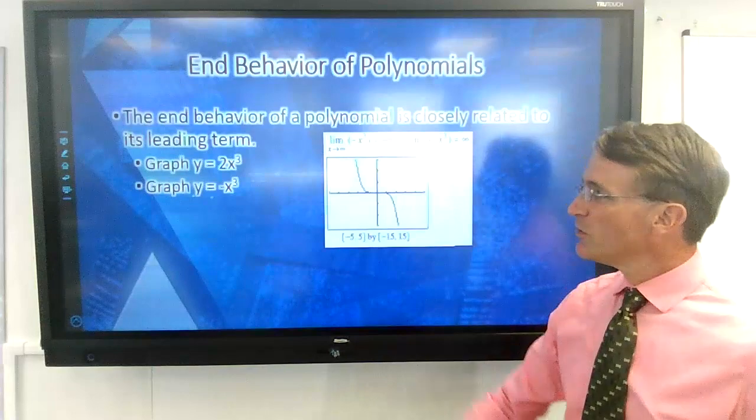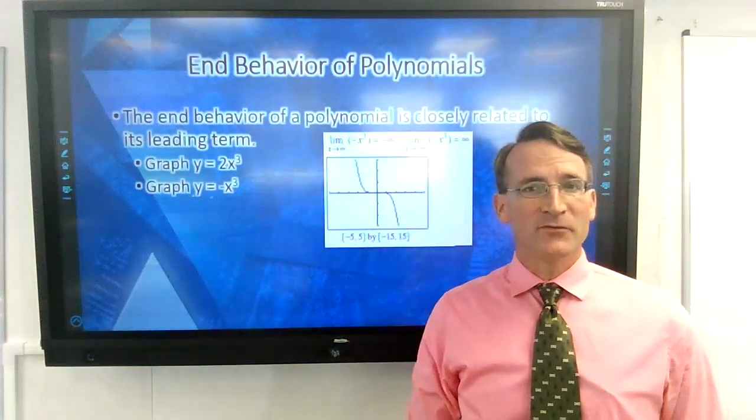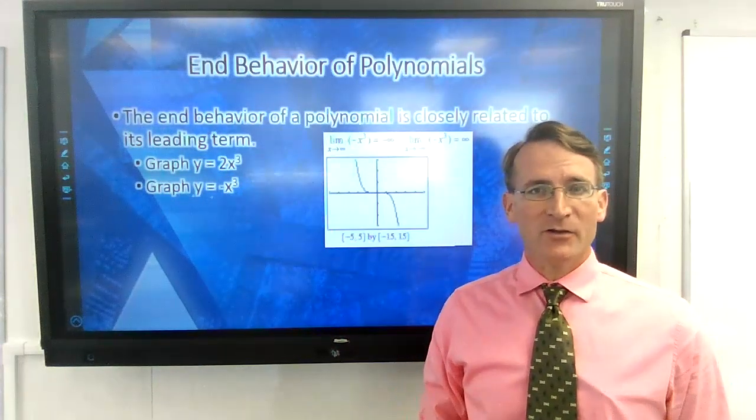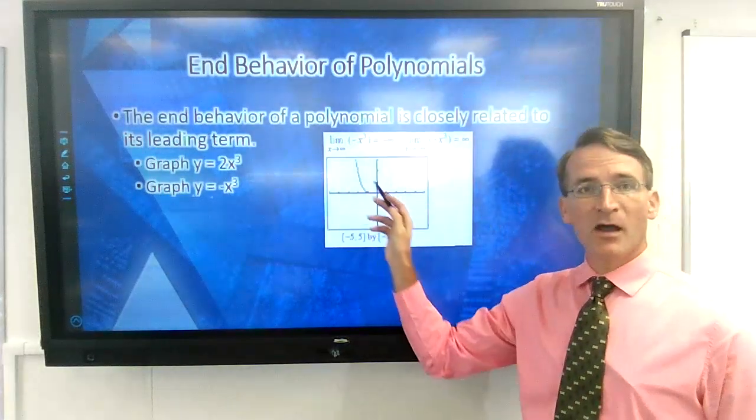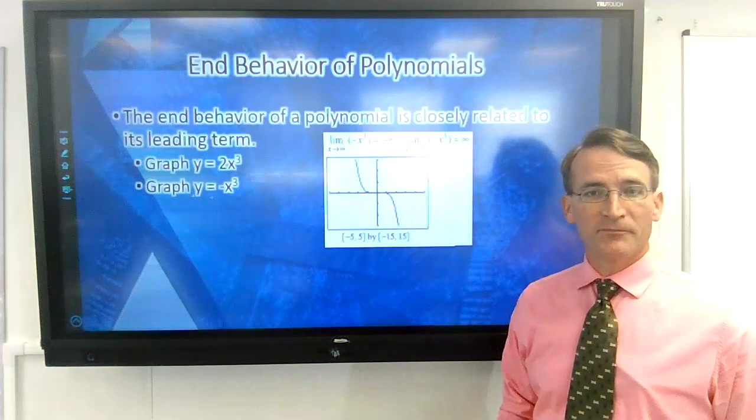What changed? Well, not only did the 2 change, but more importantly, the sign in front of it. That negative sign flips the graph upside down, just like we covered in previous lessons. And that means that my end behavior is going to be reversed.